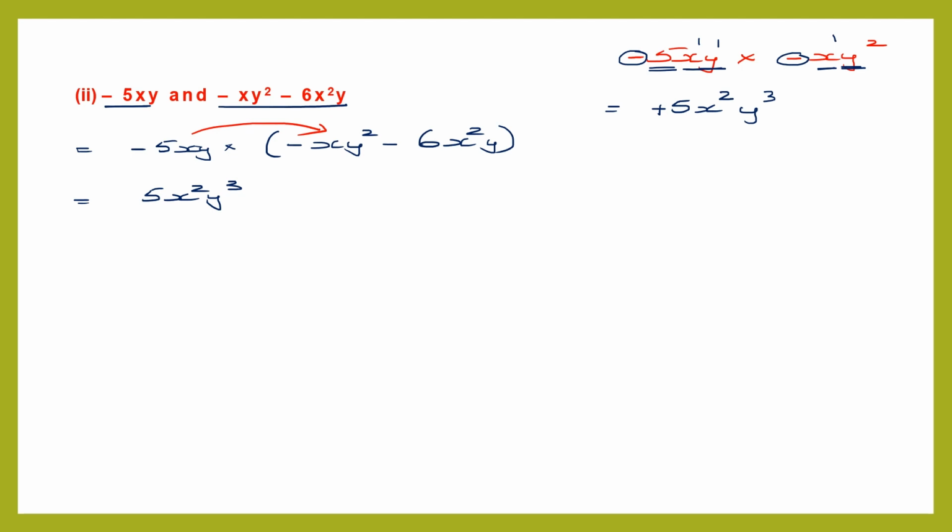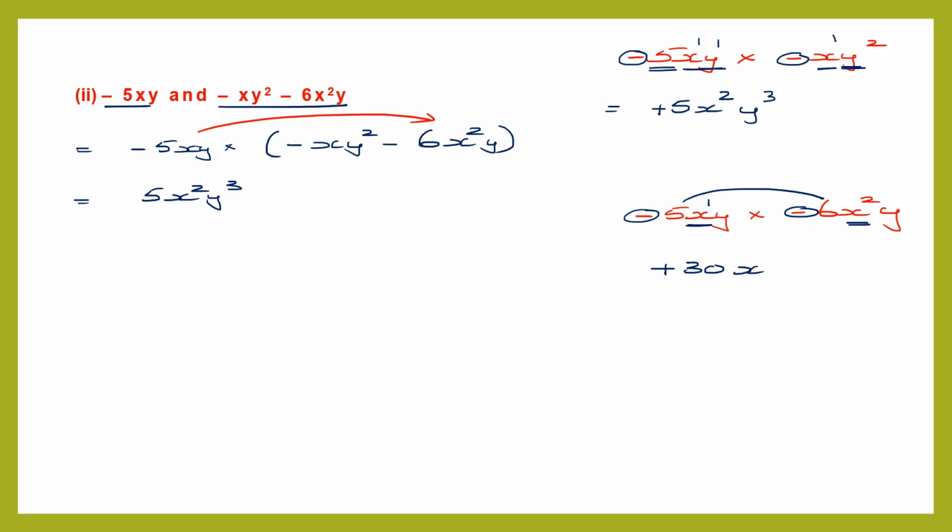So here we are multiplying now the monomial with the second term. So that will be minus 5xy into minus 6x square y. So first the signs, minus into minus is plus. Then the numbers 5 into 6 is 30. Then let's look at this. X to the power of 1 and x to the power of 2 is x to the power of 1 plus 2, which is 3. Y to the power of 1 into y to the power of 1. Y to the power of 1 plus 1, that is 2. So this will be plus 30 x cube y square. So our final answer, 5x square y cubed plus 30x cube y square.